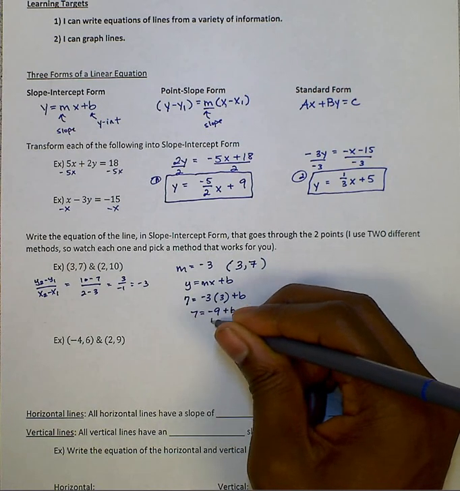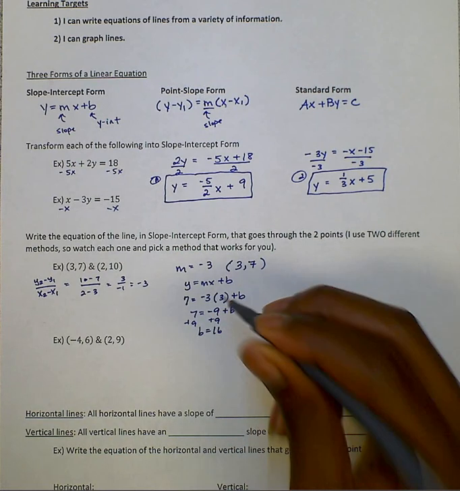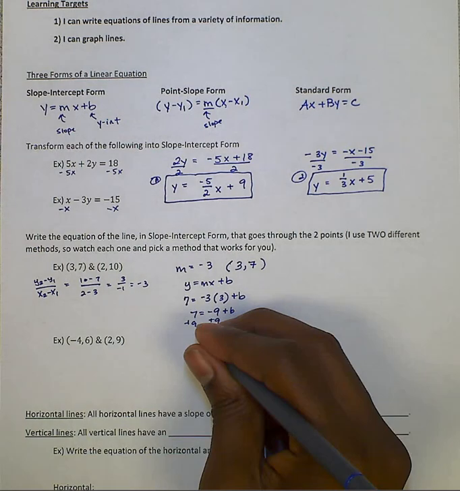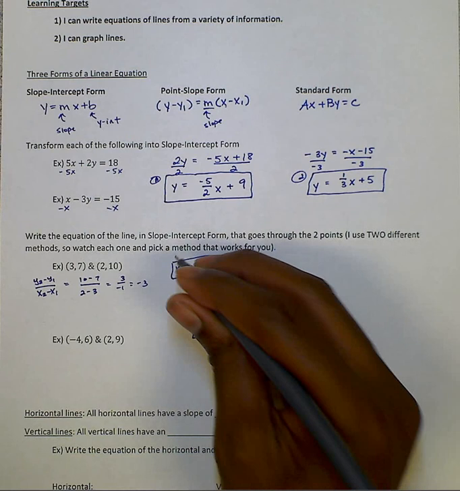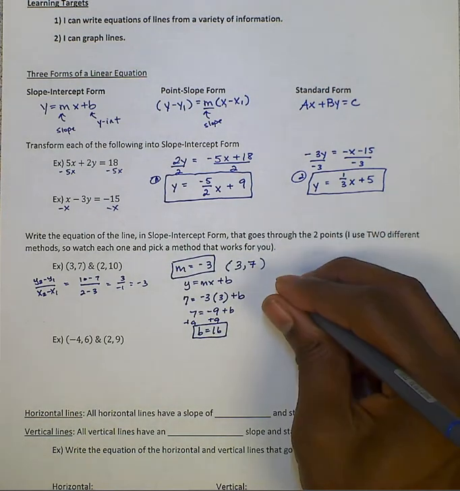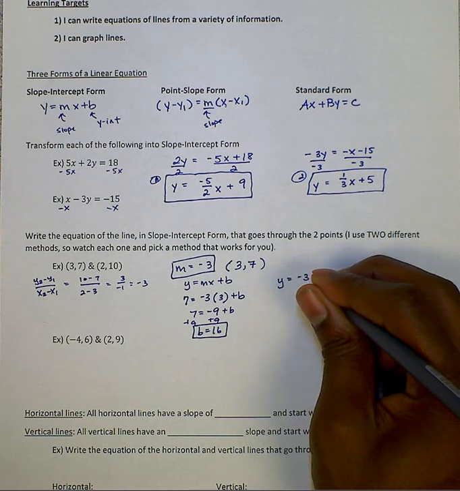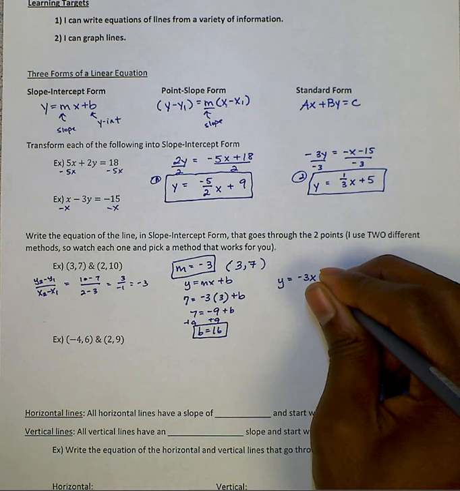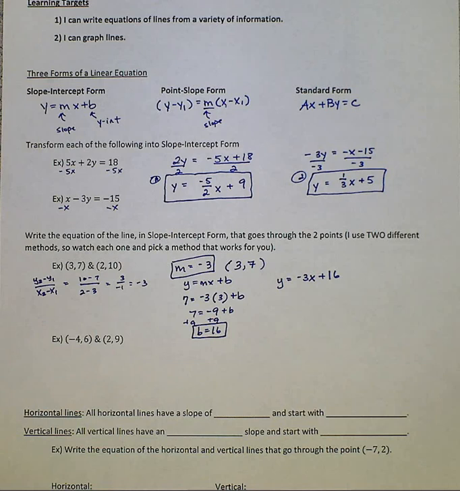And then I'll add 9 to both sides, and I find that b is 16. And so now I can write this in slope-intercept form because I know my slope and my y-intercept, and those really are the two variables in my slope-intercept form. So I can say y equals my slope, which is -3, x plus my b, which is 16. Okay, so find the slope, use that in slope-intercept form, solve for b, and then write slope-intercept form.